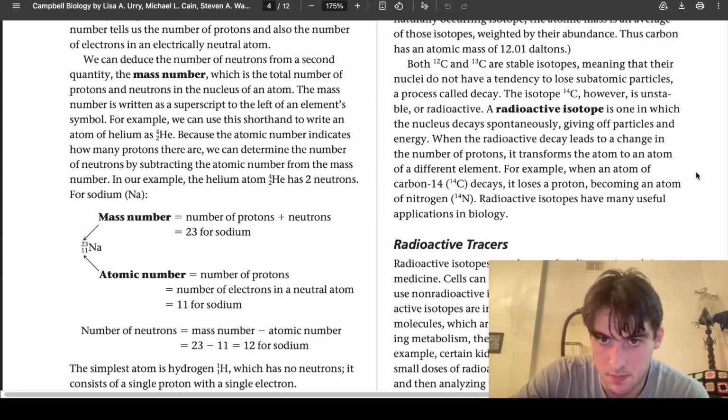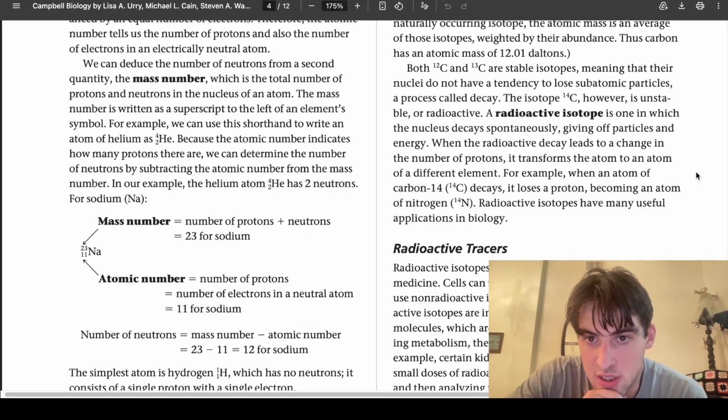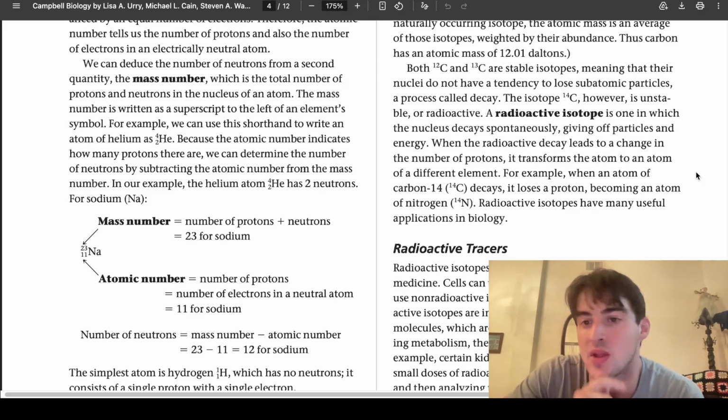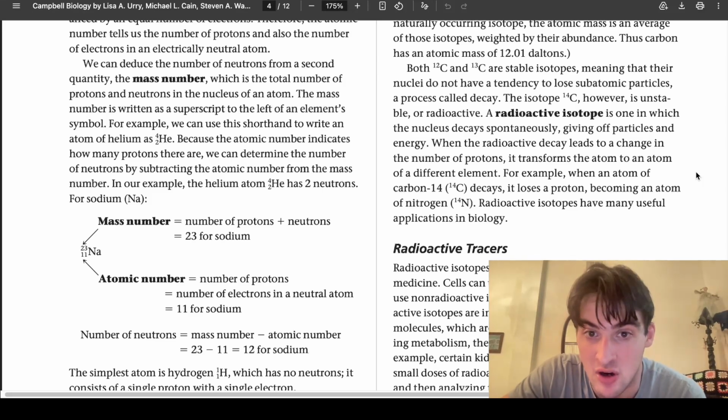Cool. Both 12 carbon and 13 carbon are stable isotopes, meaning that their nuclei do not have a tendency to lose subatomic particles, a process called decay. The isotope 14C, however, is unstable or radioactive. Interesting. Is this what the term radioactive is referring to? An isotope that loses subatomic particles? I'm guessing it loses neutrons specifically.